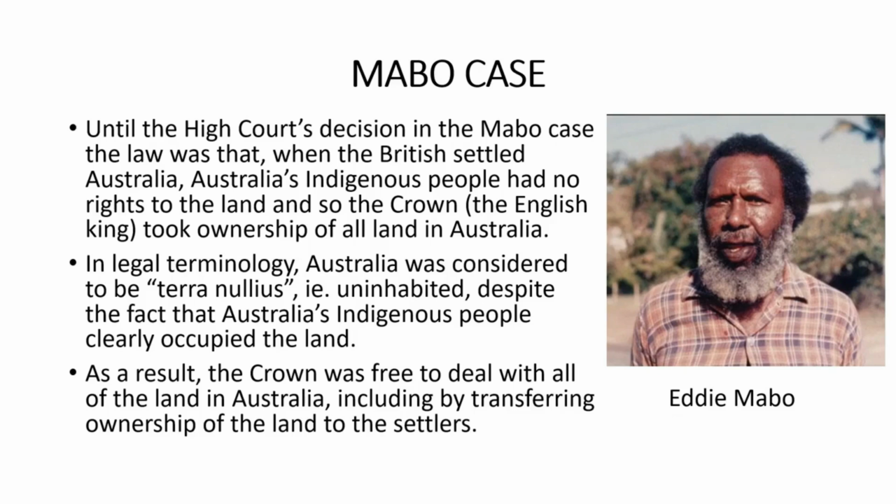In the Mabo case, the plaintiff, Eddie Mabo, argued that the High Court should change the common law to recognise that Australia's Indigenous people did have rights to land when the British settled Australia, and that these rights have continued in existence. Eddie Mabo first brought his case to the High Court in 1982, and it took 10 years for the High Court to deliver its final judgment in this case in 1992.